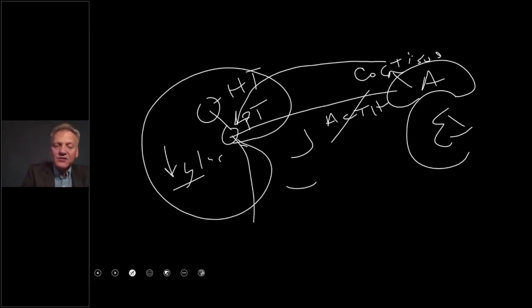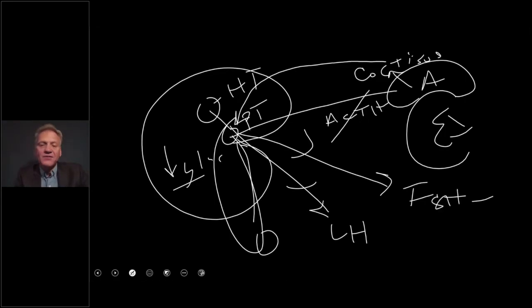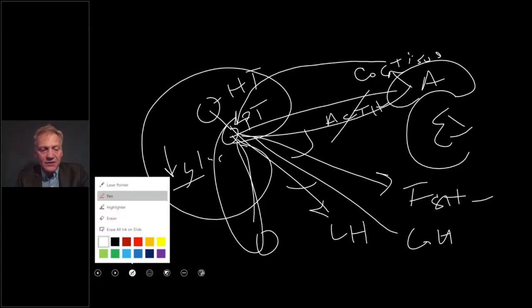That's also connected to the thyroid, which is the HPT axis. It's also connected to luteinizing hormone. That's where the man makes testosterone. That's where the woman kicks off ovulation. You also have FSH, which for the man makes the sperm, for the woman makes the eggs. You also have growth hormone.